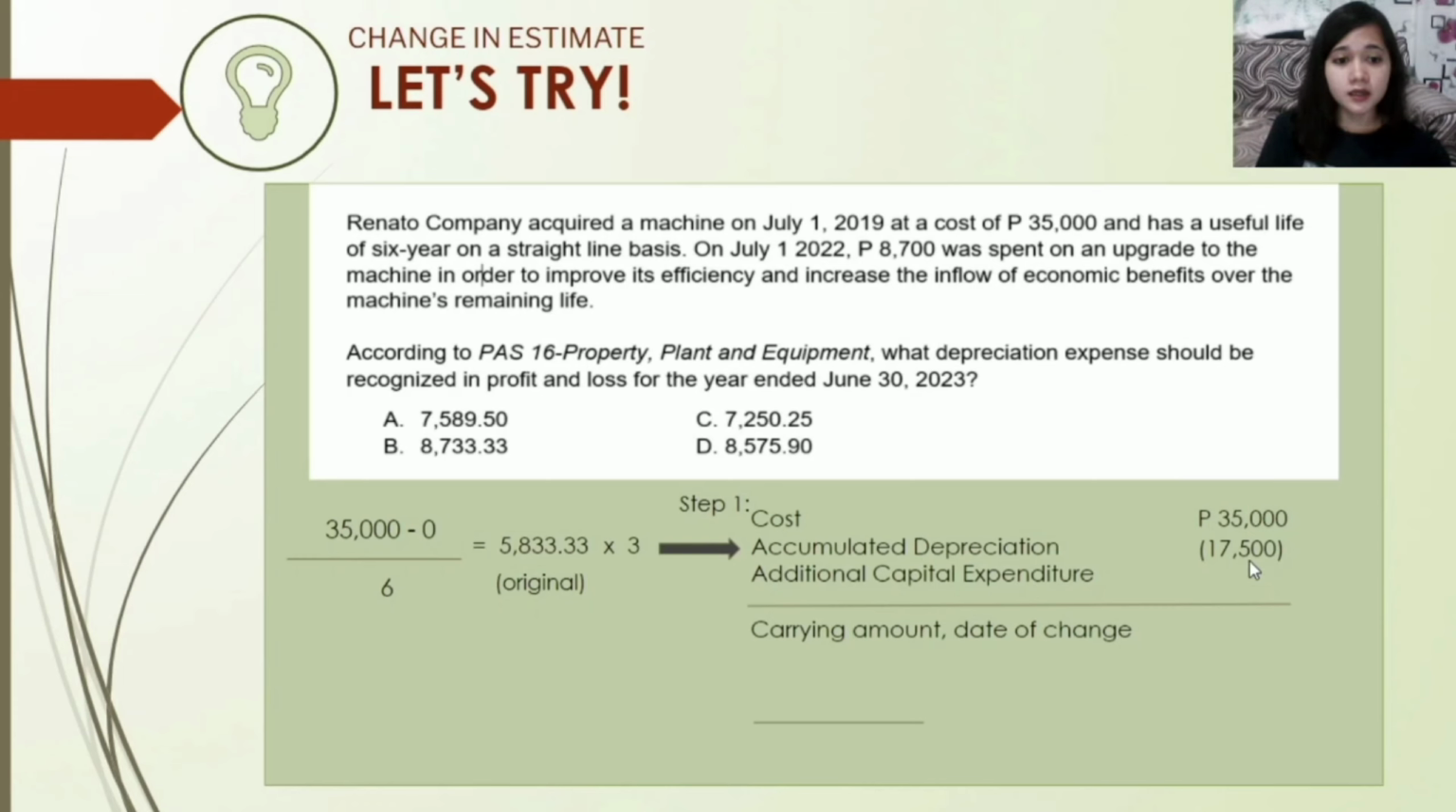So, less that from the cost. Then we add the capital expenditure, which is 8,700. And we get the carrying amount at the date of change. So, step 2, apply the changes. 26,200, that's our carrying amount, and it becomes our new cost, less residual value, over the remaining life. So, 3 years left, right? Because 3 years have already lapsed. Then we get the new depreciation, which is 8,733.33. So, the answer for this question is B, guys.